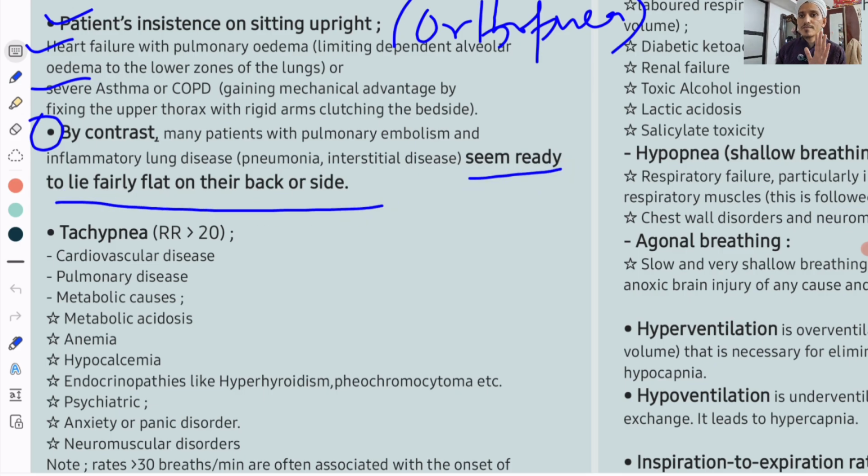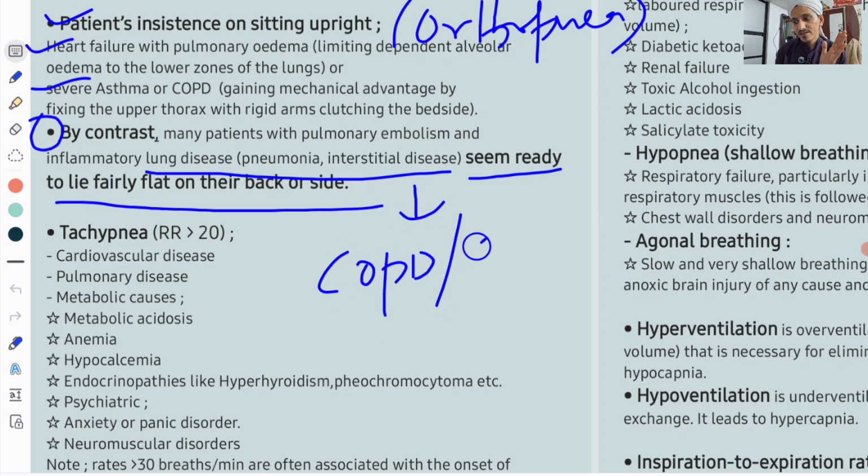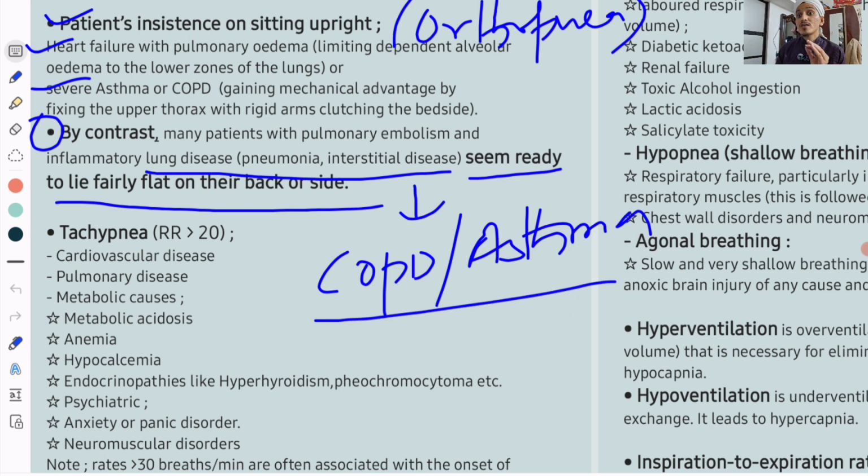There will be breathlessness, but they will not have difficulty in lying flat on the bed. See, not only in these diseases but also in COPD and asthma patients, they can also lie down in the bed if they are not severe. If the COPD and asthma is not severe, they can also lie down.